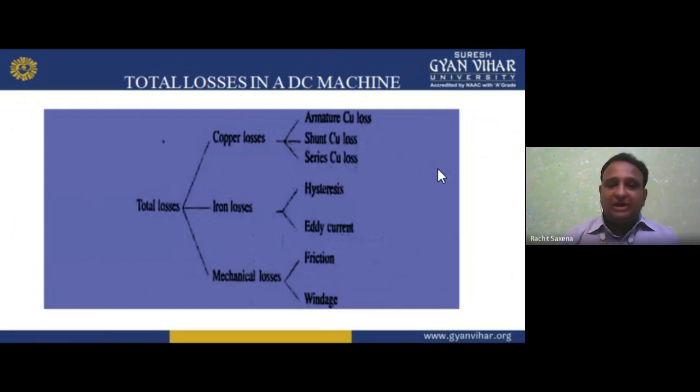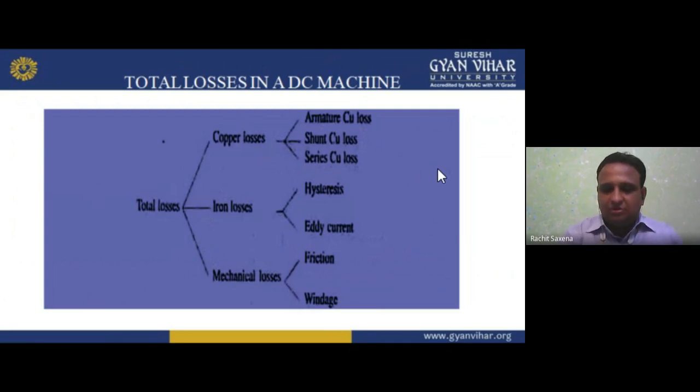The total iron losses are of two types: hysteresis and eddy current. Third are the mechanical losses due to rotation of the rotor or armature. In DC we call it armature, but in AC we call it rotor. Two losses are there: friction and windage. So: armature copper loss, or rotor copper loss; field copper loss having two types, shunt and series; iron losses having two types, hysteresis and eddy current; then the mechanical losses, friction and windage.